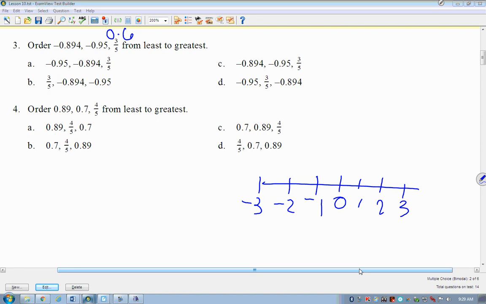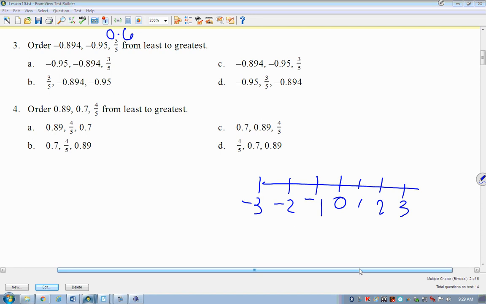Okay, good. Because when we're looking up here, what's bigger, -0.894 or -0.95? Which one is bigger? -0.894, right? Because it's not as big of a negative number. So when it comes to negatives, the smaller the number, the bigger it is. Is that confusing? All right, we've got it, hopefully.